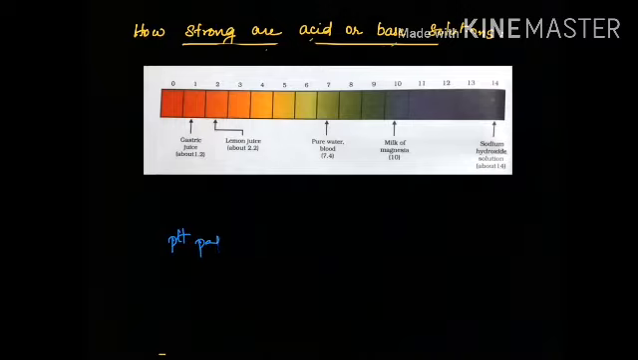What does a pH paper mean? A pH paper is made up of the universal indicator. So when we dip the pH paper into the solutions, you can see that it will form different colors. Different colors are there for the different strengths of acids and bases.